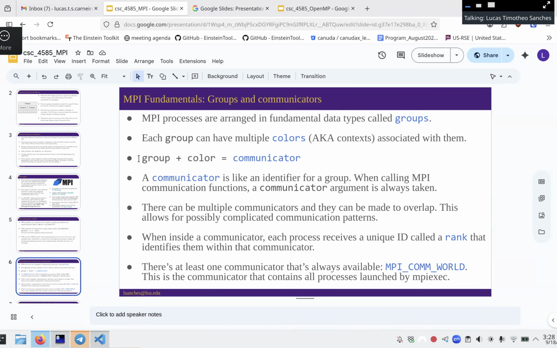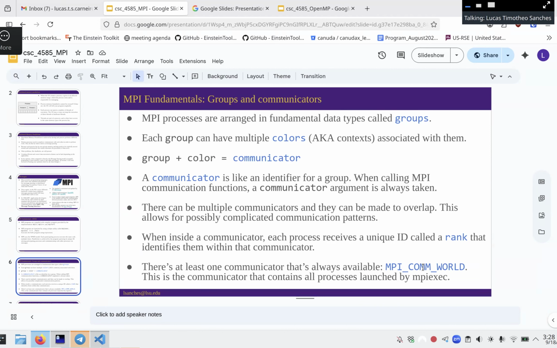And when you send and receive a message, you always do it in a communicator. So you do the messaging with the processes that are part of a certain communicator. And there is one communicator which is global, and it's always available to you, which is called MPI_COMM_WORLD. MPI_COMM_WORLD is the communicator that has all of the processes that have been launched by MPI. The global communicator, the communicator that contains them all.